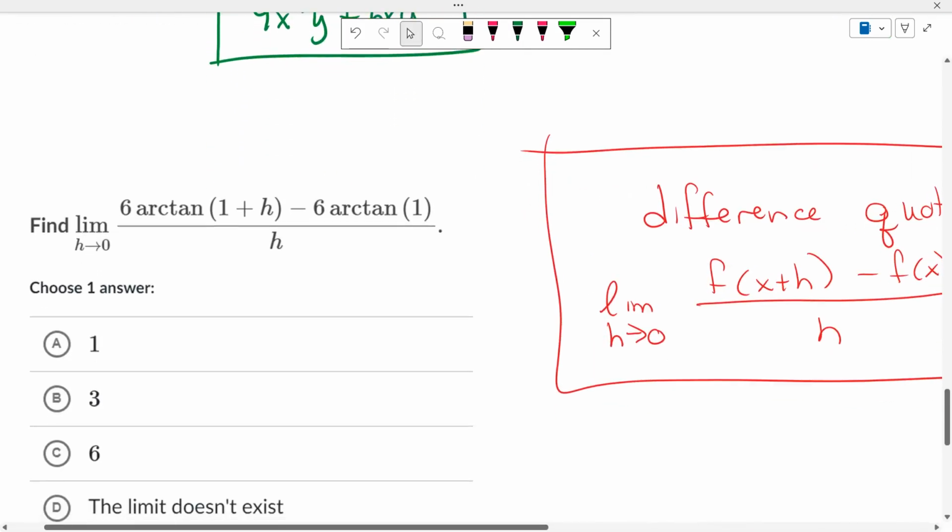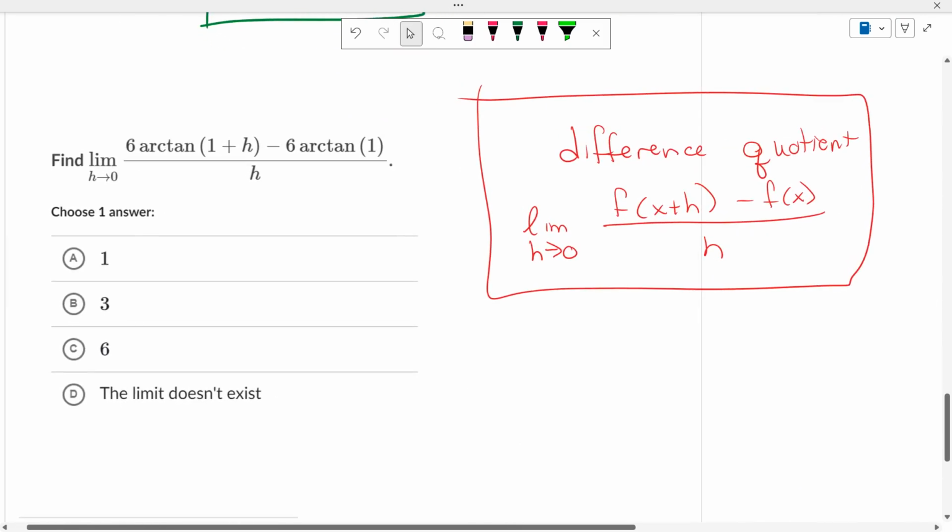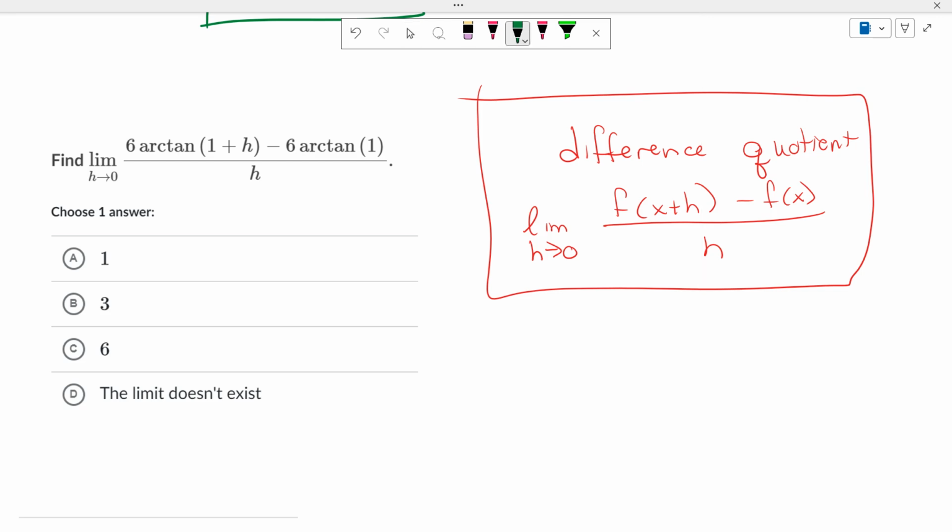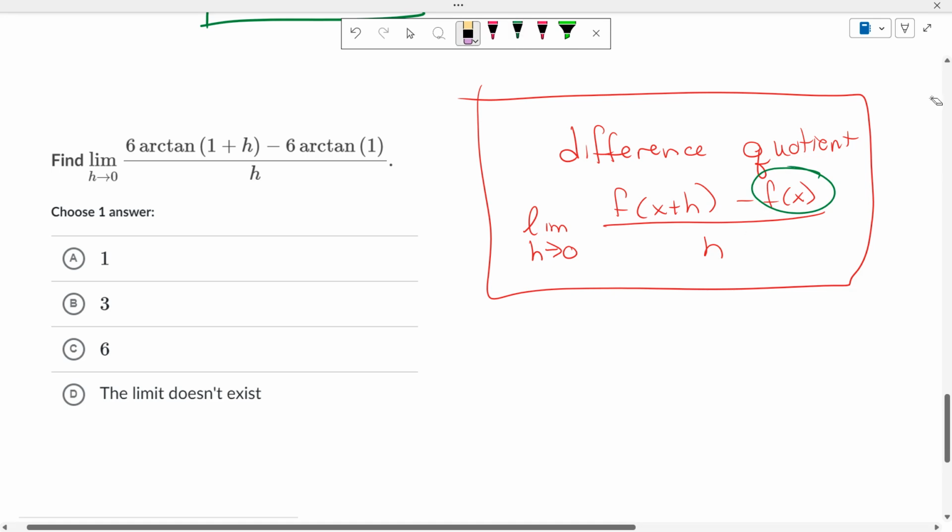Now disguised derivatives. So now we have to think backwards a little bit. If we know the difference quotient is this, what would f of x be? Using an x, not numbers. Since we know the difference quotient, what would f of x be? 6 arctangent of x. So we're finding the first derivative of 6 arctangent of x at 1.